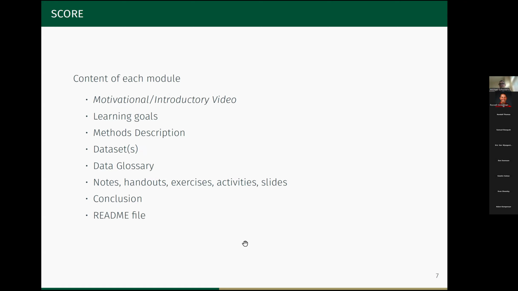So part of what we are doing is encouraging people to generate and create modules. And so everything there, but the video at the beginning is something that we expect when someone submits a module to SCORE, to be evaluated, to be vetted. The video we can help with a little bit, and that can come later on in the process.